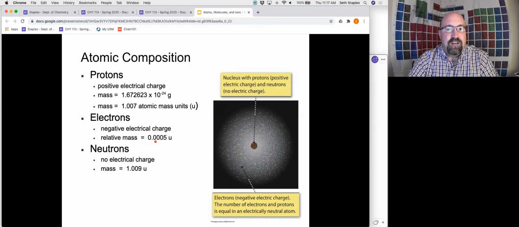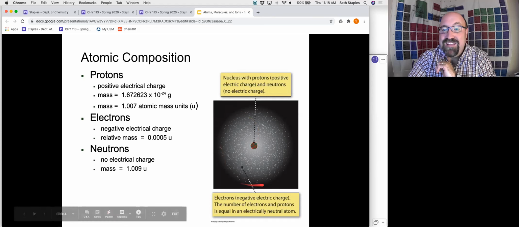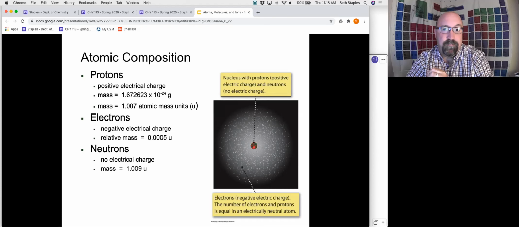Electrons, on the other hand, 0.0005 units. And so much, much, much smaller. For all practical purposes, we basically consider electrons to be massless. And so nearly all of the mass is located here in our nucleus. Nearly all of the space, however, is taken up by the electrons outside. The nucleus is very small, very dense compared to the rest of the atom.